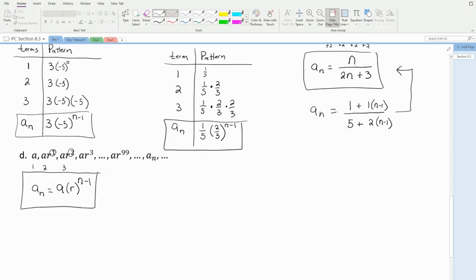And this is our formula for finding the nth term of a geometric sequence. So if you were a formula person and you want to memorize something, this is what you would memorize. But honestly, it's easy enough just to figure out by looking at the pattern.